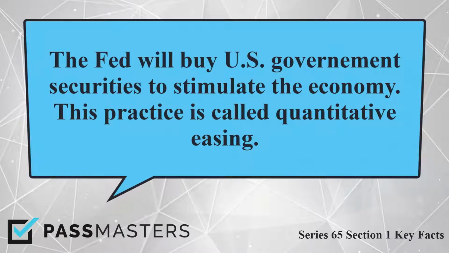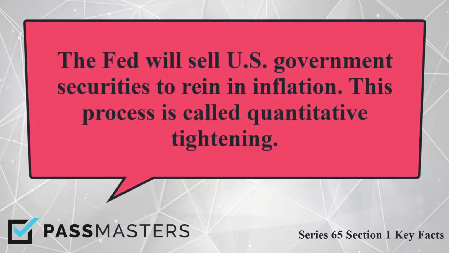The Fed will buy U.S. government securities to stimulate the economy. This practice is called quantitative easing. The Fed will sell U.S. government securities to rein in inflation. This process is called quantitative tightening.